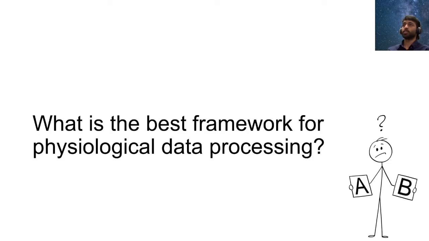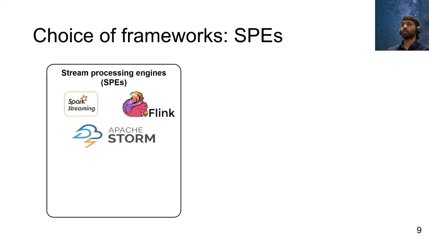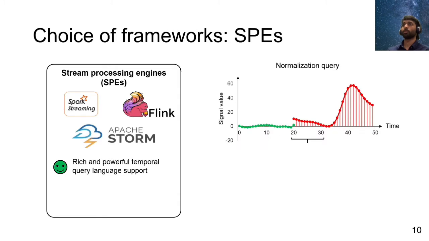Given these challenges and constraints, let's look at a few of the currently available frameworks that are suitable for physiological data processing. Since we are dealing with streaming datasets, using a stream processing engine is a natural and obvious first choice. Modern stream processing engines provide rich temporal query language support, using which we can write complex data processing pipelines. For instance, the previous normalization operation can be written using the following query.